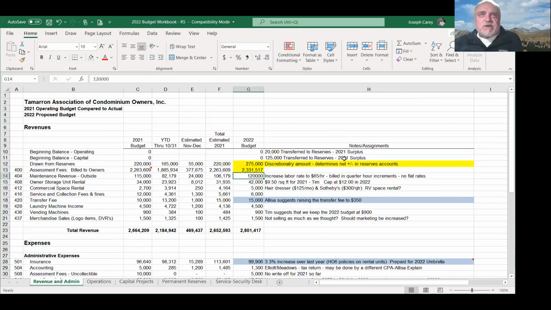And Joe, that 3% was on the 2021 assessments, right? Not on the original 2022 assessment. Right, that was increasing 2021's 3%. Increasing what we're paying now, 3% for next year. Got it.